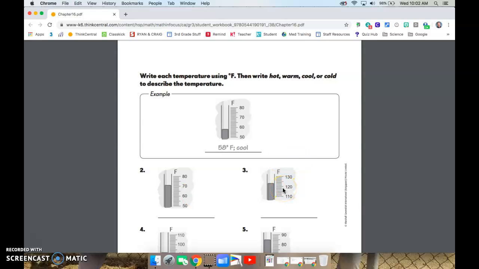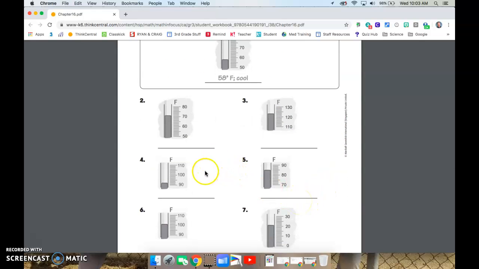Number 3. Zooming in. Whoa, we're in the hundreds. 120. There's 125, so it's got to be less than 125. 121. 122. Looks like it's about 123 degrees. That is hot. All right. Number 4. We're way up in the 90s. 91, 92 degrees. Again, hot.